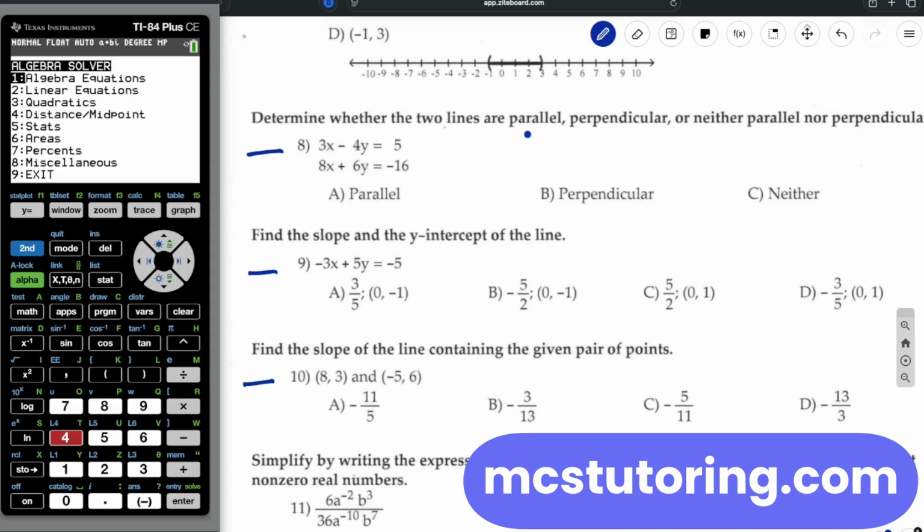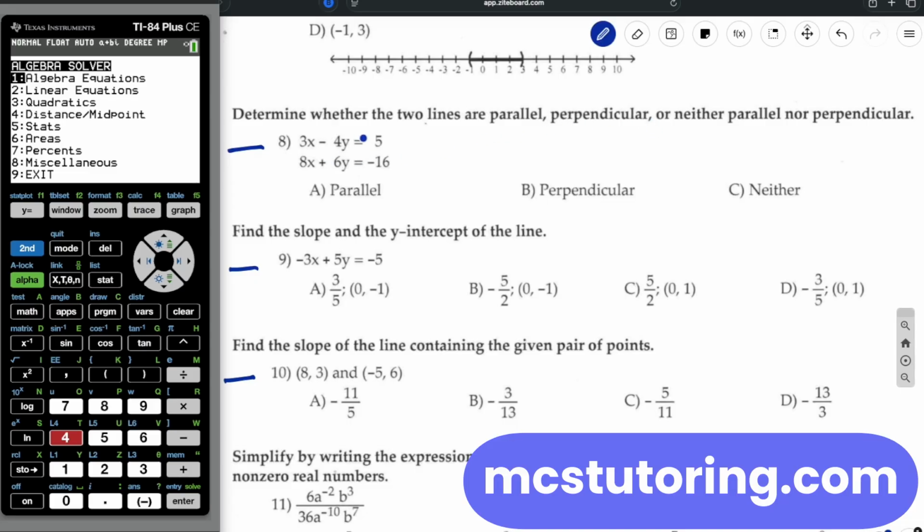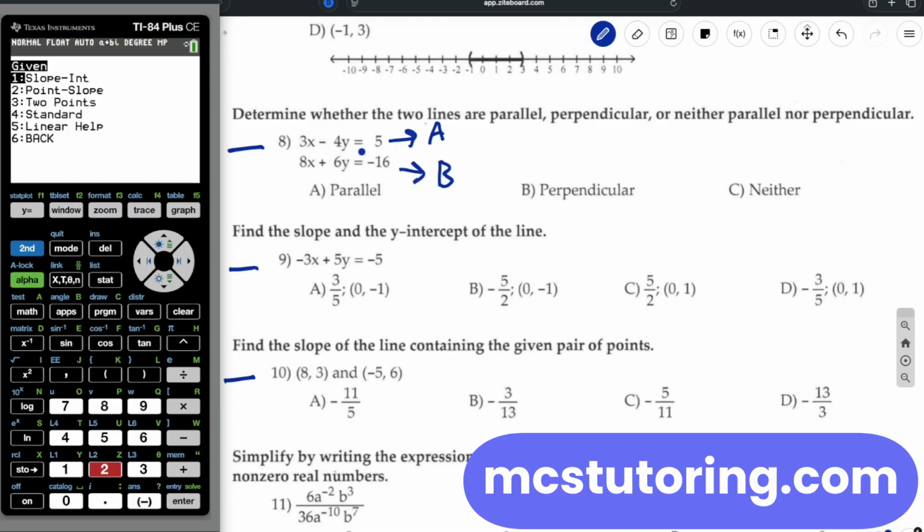Determine whether the two lines are parallel, perpendicular, or neither parallel nor perpendicular. So check this out. What we're going to do is go to linear equations. This is going to be my first one. So I'm going to call this A, and this is going to be B, just to label things. It is in standard form, ax plus by equals c. And the coefficient there is 3. Sorry, I'm labeling this A, and there's an A thing here. I apologize. Bad on me. -4 is my coefficient for the y value. And then I have 5 over here. Okay, now check this out.